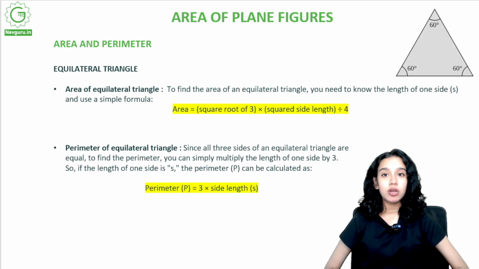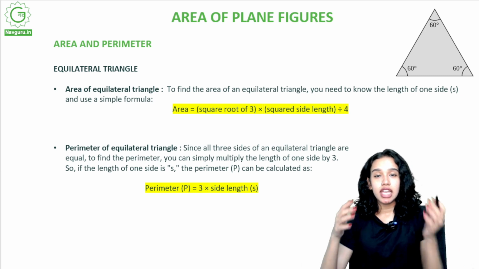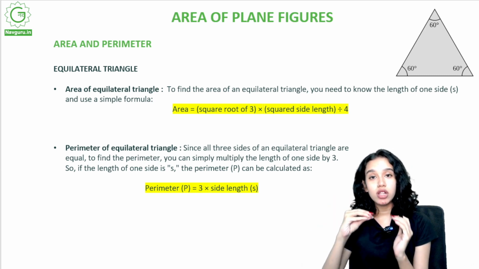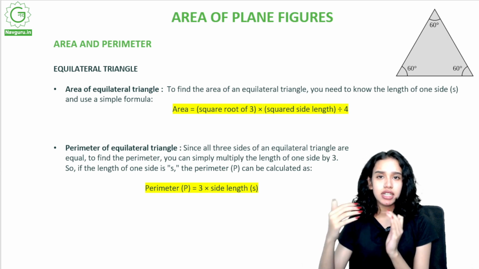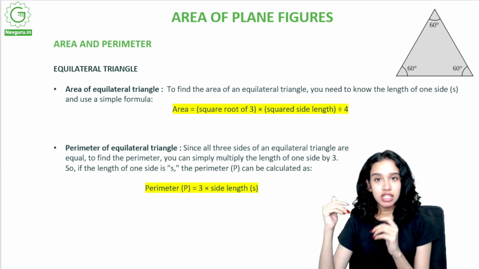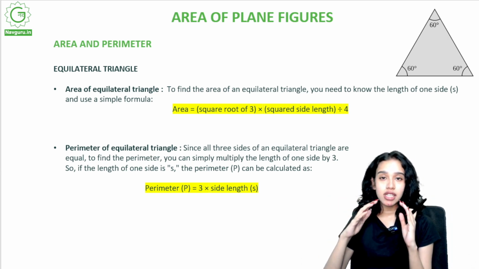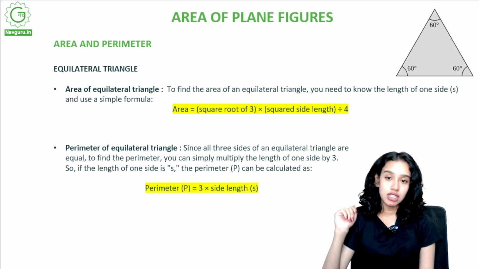Now, let's talk about an equilateral triangle. So, what are equilateral triangles? Equilateral triangles are the triangles in which all three sides and all three angles are the same. Now, what is an angle inside an equilateral triangle? It's 60 degrees, right? Why? Because the sum of all angles inside a triangle is 180 degrees. So, therefore, the angles here would be 60 degrees.